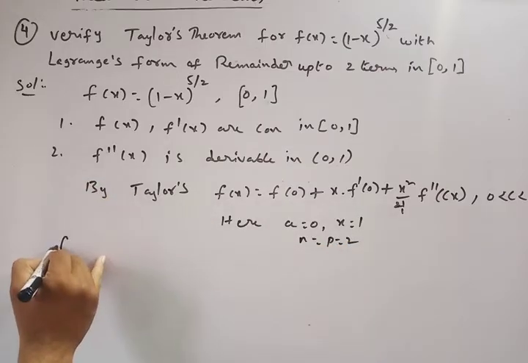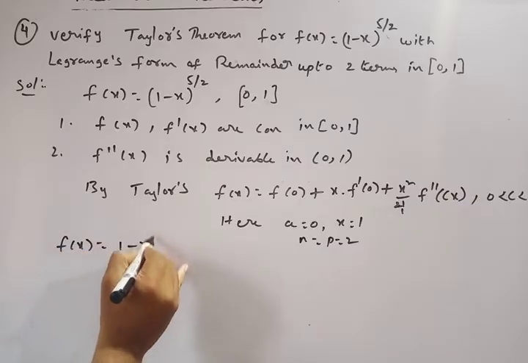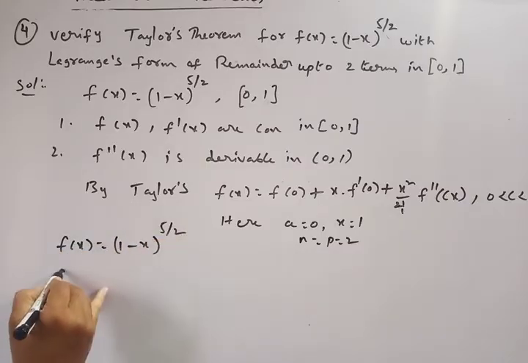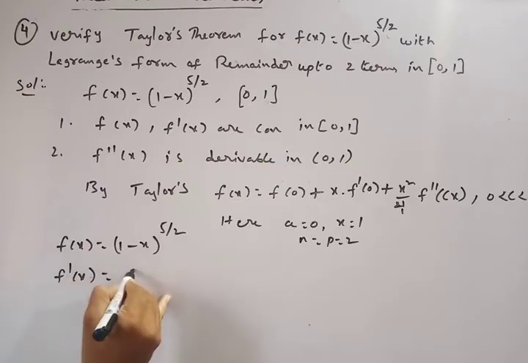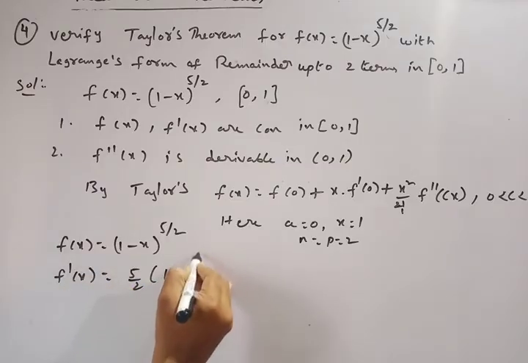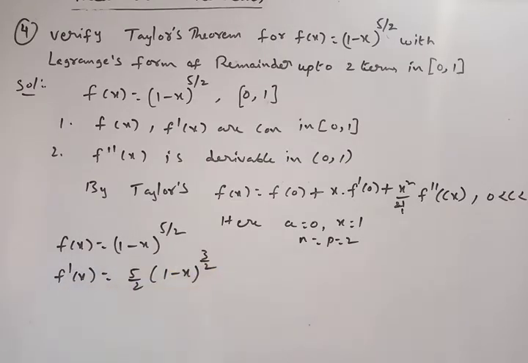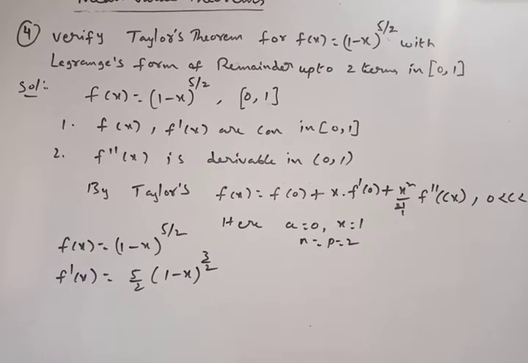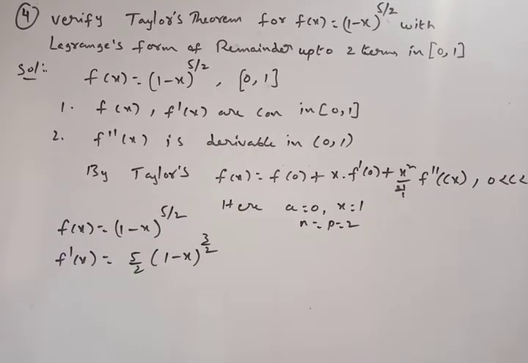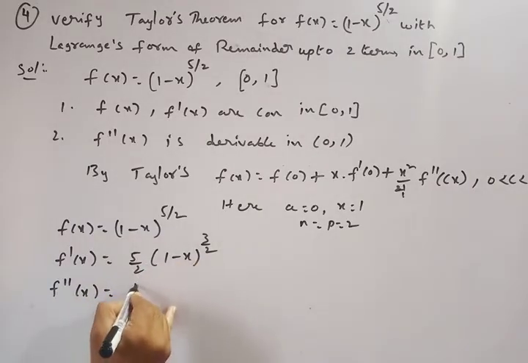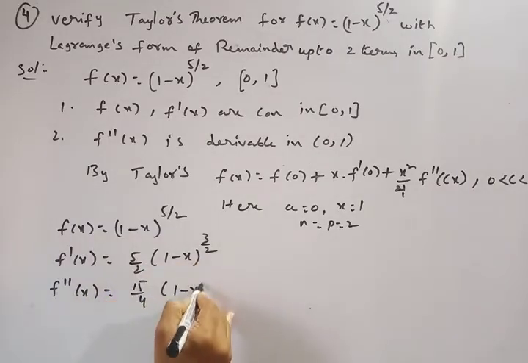Now what is f of x here? f of x is (1 minus x) whole power 5 by 2. Then what is f dash of x? 5 by 2 into (1 minus x) whole power 5 by 2 minus 1, which is how much? 3 by 2, correct. Then what is f double dash of x here? 5 by 2 into 3 by 2, 15 by 4, (1 minus x) whole power 3 by 2 minus 1, which is 1 by 2, right.